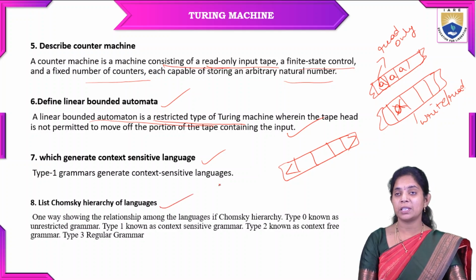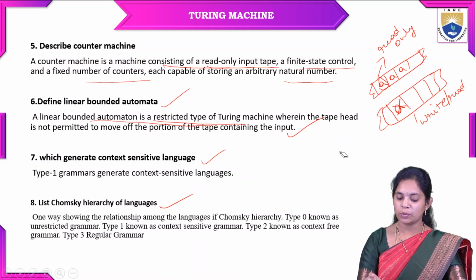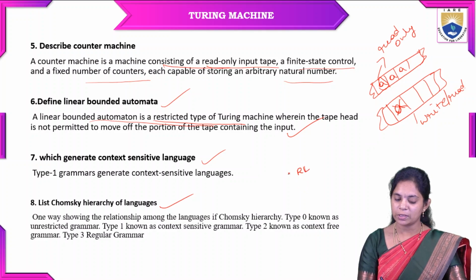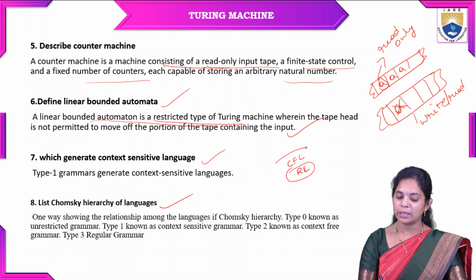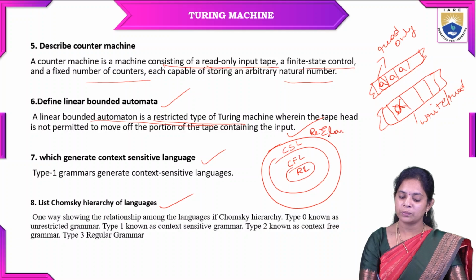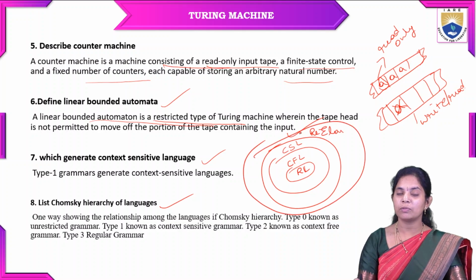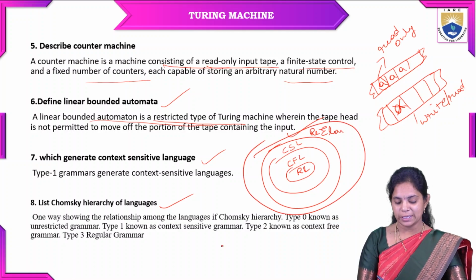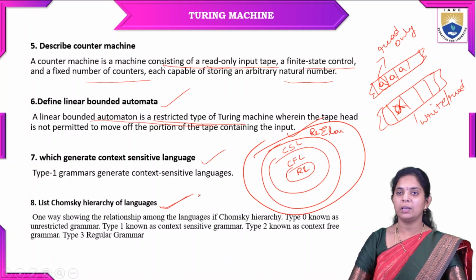And list the Chomsky hierarchy of languages. Here we have the Chomsky hierarchy. The first one is the regular language, the second one is the context free language, the third one is the context sensitive language, and the fourth one is the recursively enumerable languages. So these are all the 4 types of languages we have in the Chomsky hierarchy of languages.